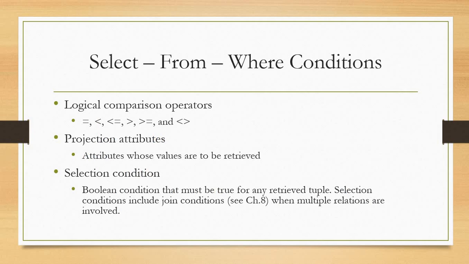So within a select from where, you can have specific conditions. You may have logical comparison operators, equals, greater than or equals to, etc. You may have projection attributes, where the attributes are values that are to be retrieved. You don't have them yet, so you're in essence guessing. There's also selection condition with a Boolean condition, which is a true or false.